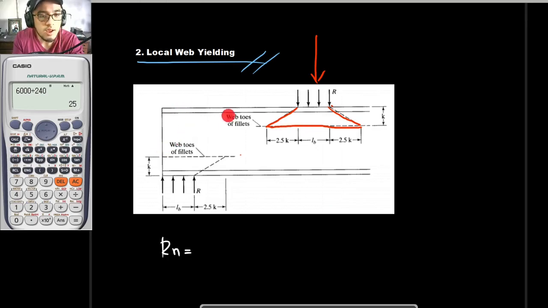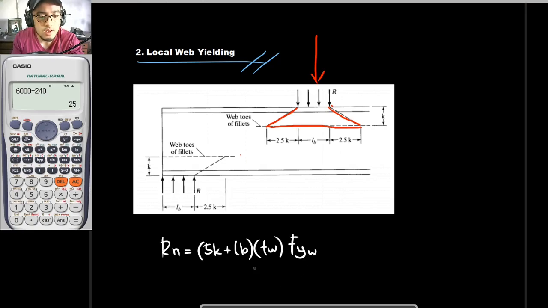Oh, by the way guys, itong nakikita nyo dito is the side view of your structural member. So if this is your web, the area of that part right there is 2.5k plus LB plus 2.5k times the thickness of the web. So 2.5k plus 2.5k, that is 5k plus LB times thickness of the web. So ito yung area natin. And you would just be multiplying this by the yield stress, which is Fy, yung yield stress ng inyong web.